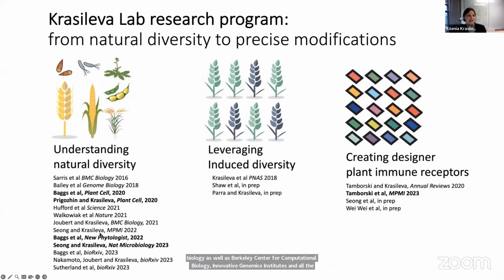Now, what my lab does, we aim to understand natural diversity and biodiversity and the rules that plants and their pathogens use to interact, and especially the rules in the plant innate immune system, with the goal of leveraging this diversity to move towards more sustainable and rational designs of immune receptors, so we can have a very rapid cycle between a new pathogen coming in and disease resistance varieties that would be available.